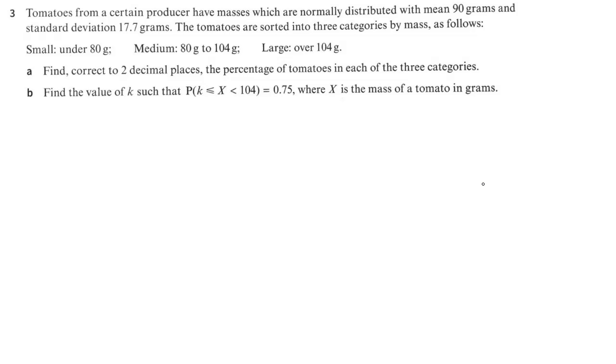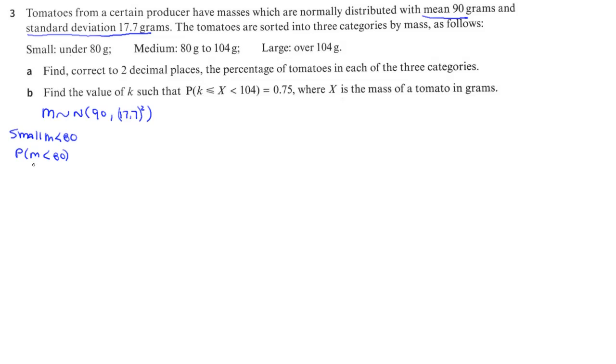In problem number 3, we've got tomatoes, small ones, medium ones, and large ones. The mean is 90 and the standard deviation is 17.7 grams. It's normally distributed, so we can write it in this form with the parameters of 90 being the mean and the variance being 17.7 squared.